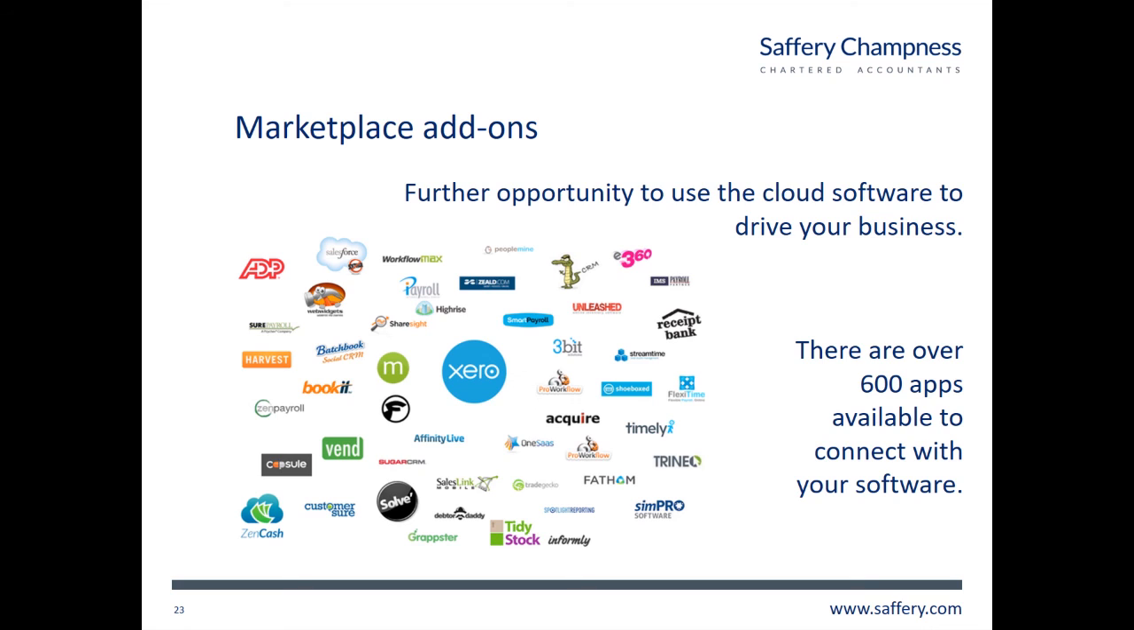In addition to the functionality built into the software, such as bank feeds, there is an ever-growing list of external add-ons that can link in with the software to make your life even easier. For example, with Xero, there are over 600 apps available with an ever-growing list that can make your business processes even smoother. To give you an example, there is some software called Receipt Bank.